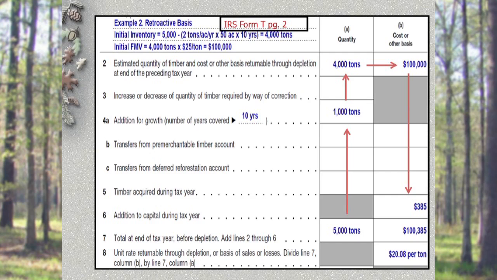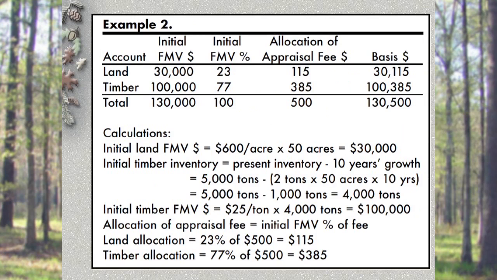If we bring that forward, we add in the consulting forester's fee, add that all in. At the end of the tax year, back down to line 7 again, we have $10,385 in our basis, or $20.08 per ton in our trees. Every ton we sell this year, we would be able to deduct $20.08. So that's how we figured this out, and that's the advantage you get on this. The next slide is just all the calculations that were done to make these calculations work out.